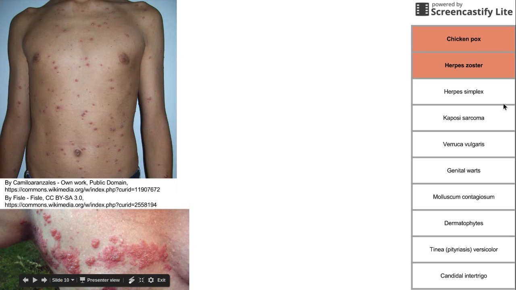Next, we're going to get into viruses or diseases caused by viruses, and lastly, some fungus. So we've done bacteria, we've done some infestations, and we're going to do viruses and fungi.